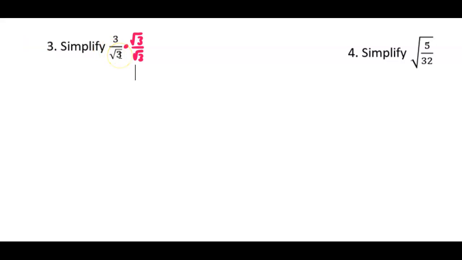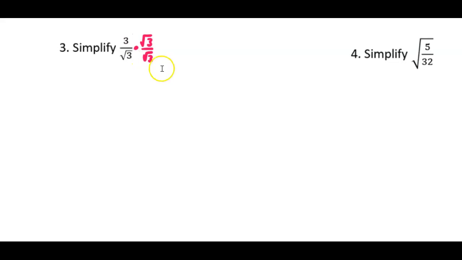Now, why that is okay is because square root of 3 over square root of 3 is 1, and you can multiply anything you want by 1. It doesn't matter. So on top, you get 3 times the square root of 3, and you just have to leave it like that for right now.